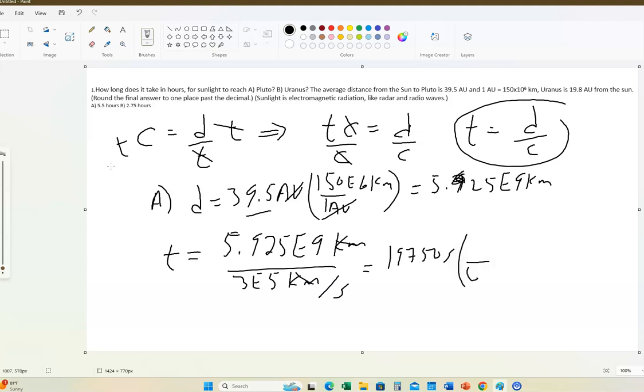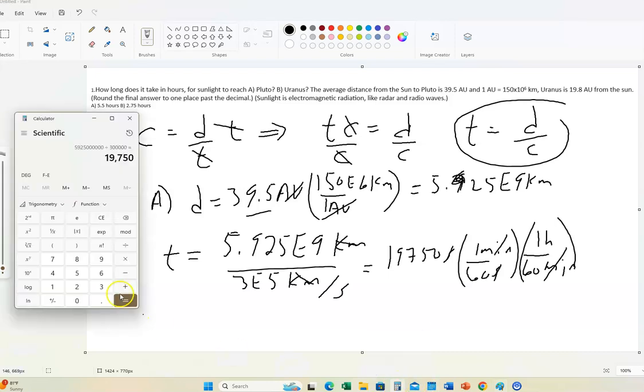Well, there are 60 seconds in 1 minute. Remember, use MIN for minute. And then there are 60 minutes in, of course, 1 hour. All right, so the minutes cancel, the seconds cancel. So you just basically take this 19,750 divided by 60 squared, right? Because that's what's in the denominator right there.